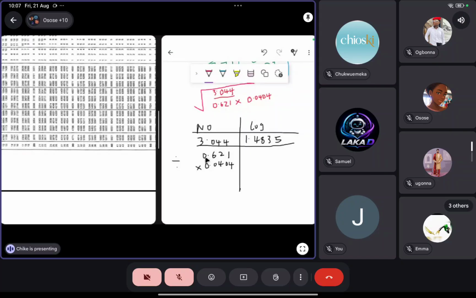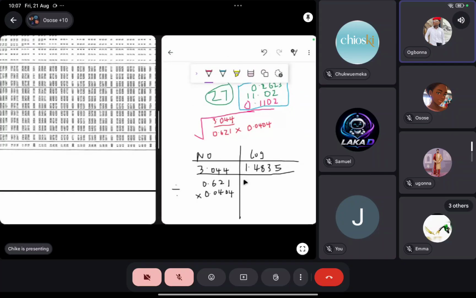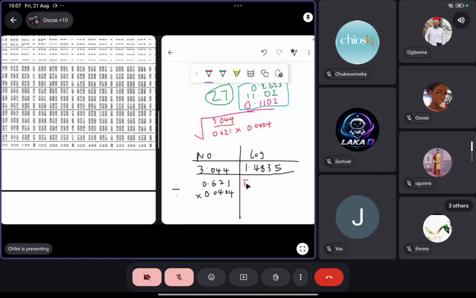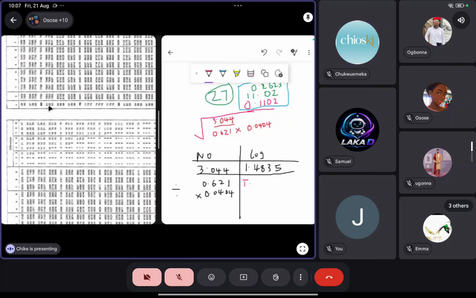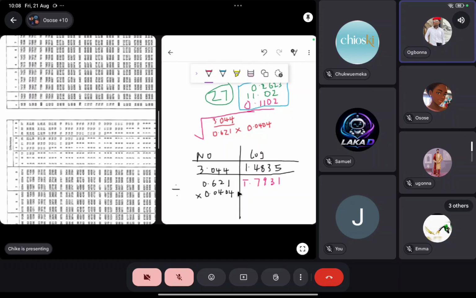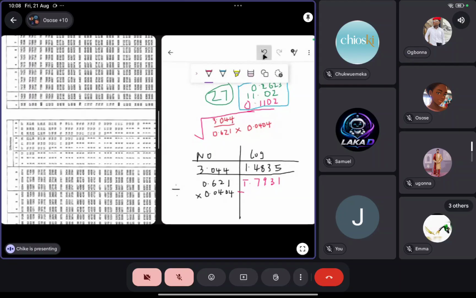So we have this. What will be my characteristic? Bar 1. So what will I look for? 62 under 1. Let's look for 62 under 1 together. That is 7931. So right here we have 7, 9, 3, and 1. Then multiplication here will change to what? Addition, correct. So we have plus.